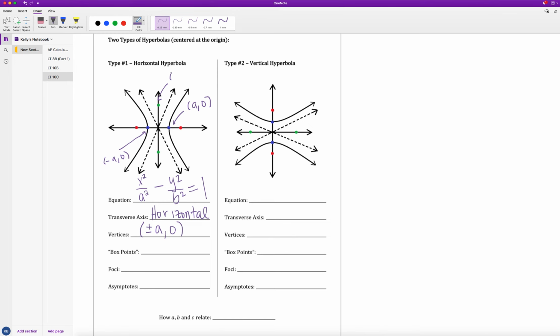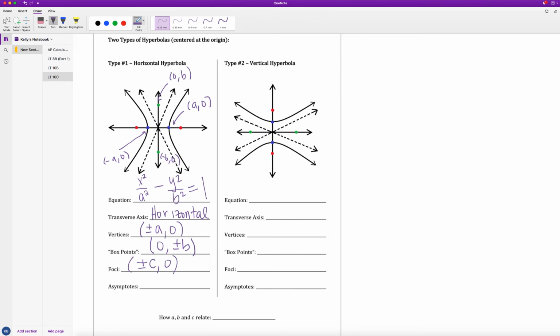So in this case, I'm up here at 0, comma b because I'm a y-intercept. Or down here we would be at negative b, comma 0. So our quote-unquote box points here are going to be at 0 plus or minus b. Our foci are on the same axis as our vertices, so they are x-intercepts in this case, and they are at plus or minus c, comma 0.